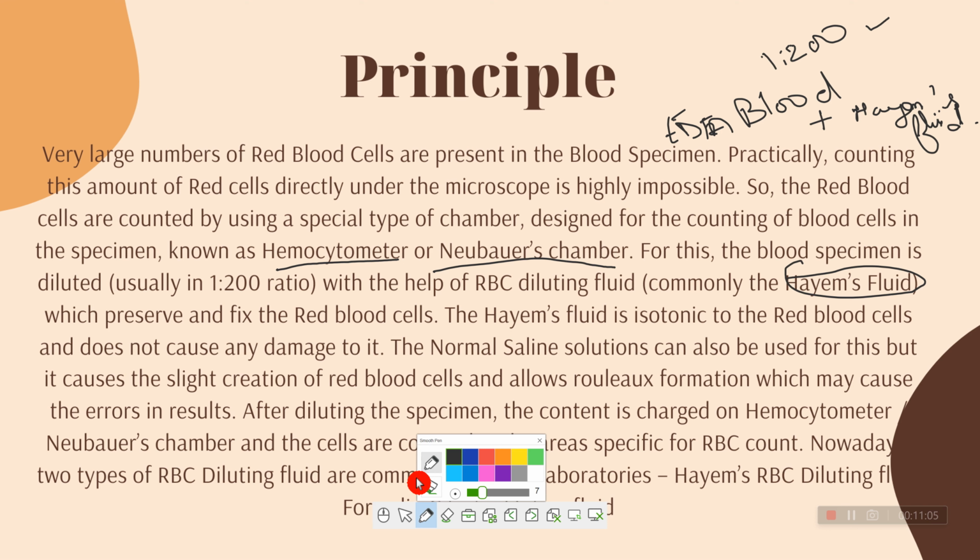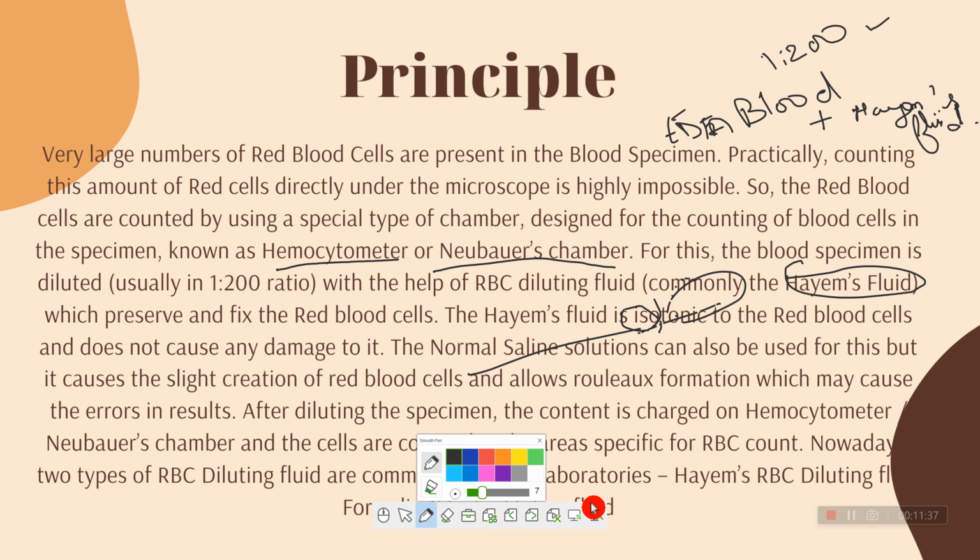Why we are using Hayem's fluid for the counting of red blood cells is that Hayem's fluid is isotonic to the red blood cells. What does the word isotonic mean? Iso means same, and tonic or tone means concentration. So we can say that Hayem's fluid has the same concentration as the RBCs. Thus, Hayem's fluid is used for determining the count of the RBCs. Hayem's fluid does not cause any damage to the RBCs.